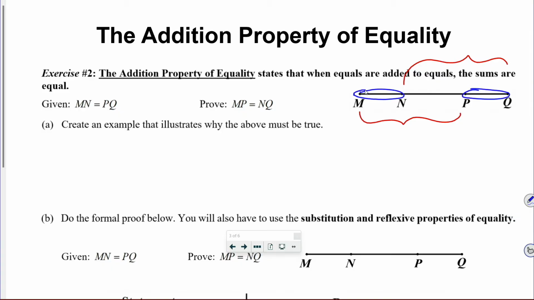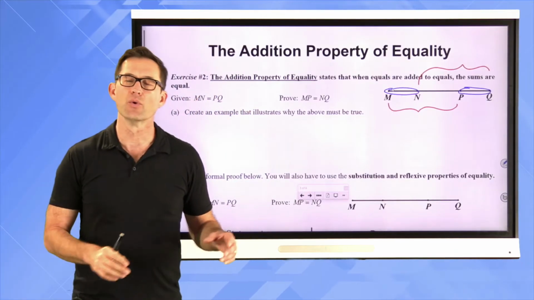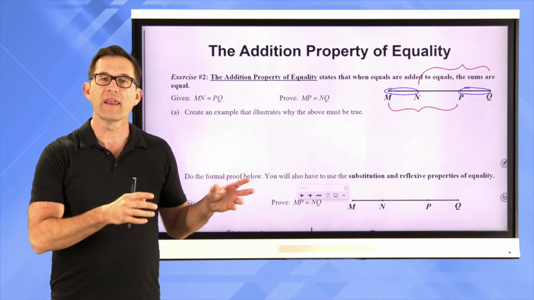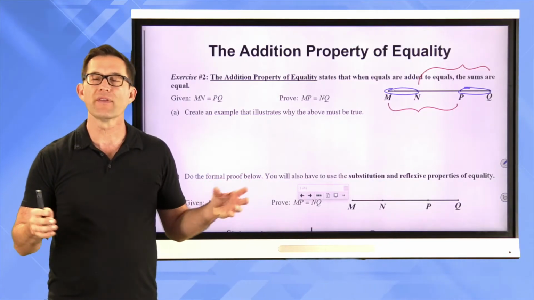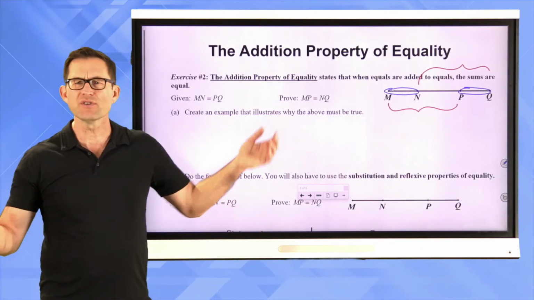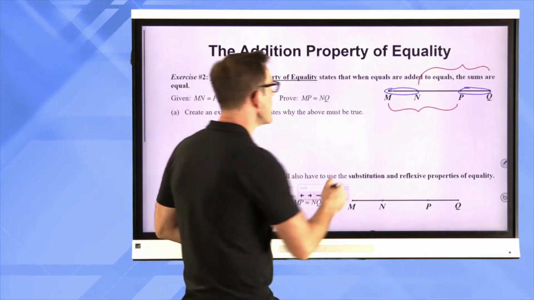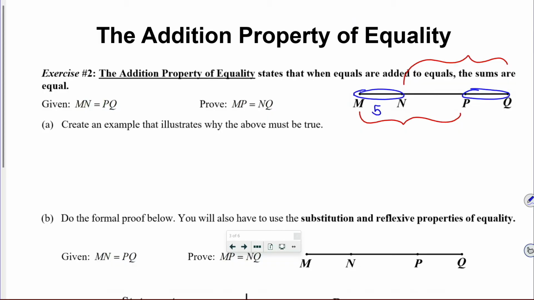Now, let's see why that must be true in letter A by creating an example that illustrates why the above must be true. So let's just throw some things on here. Let's say that MN had a length of 5. PQ had a length of 5. That's just the given, MN is equal to PQ. And NP could be anything we want. Let me call that 8, right?